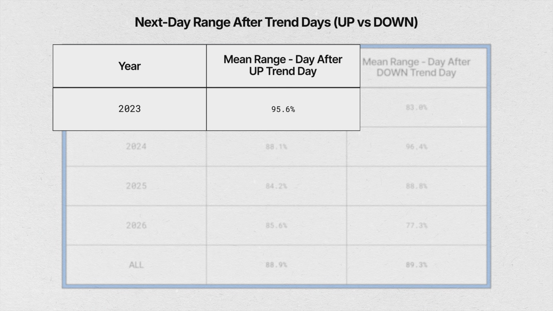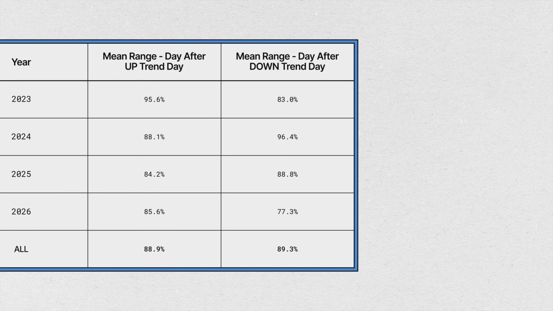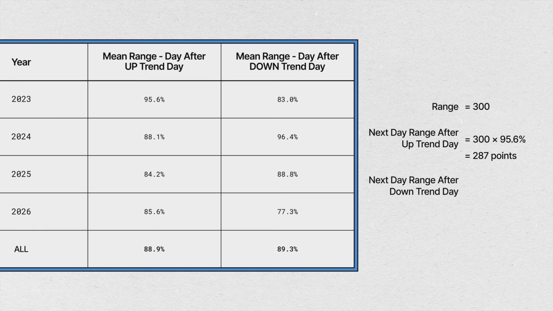Take a look at the data. In 2023, the next day's mean range after an uptrending day was just 95.6% of the trend day's range. Meaning, if the trend day had a range of 300, the next day's mean range would approximately be 287 points, and if we had a downtrending day, the next day's mean range would be approximately 83% of 300, which would be 249 points. So as a trader, it's easy for you to know the boundaries of the trade the next day.